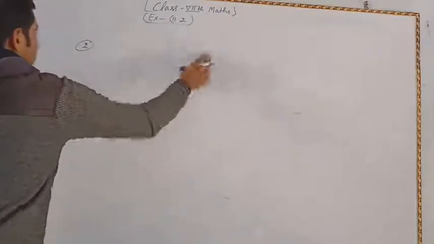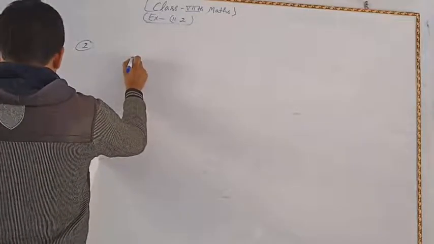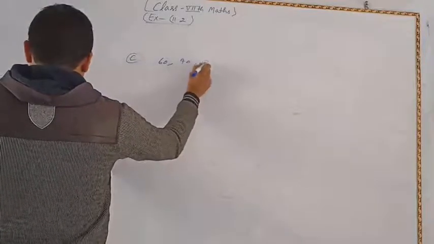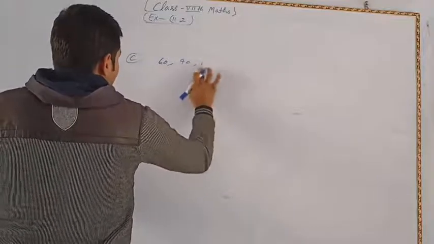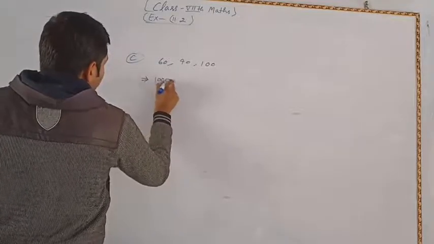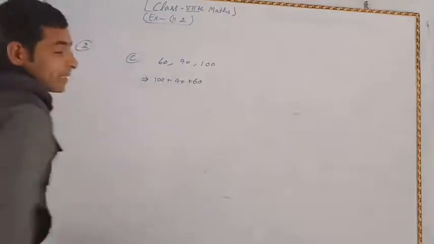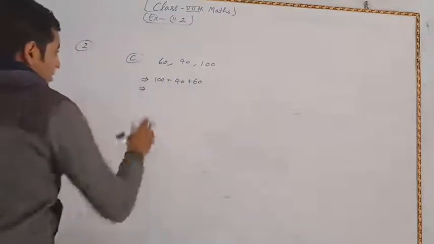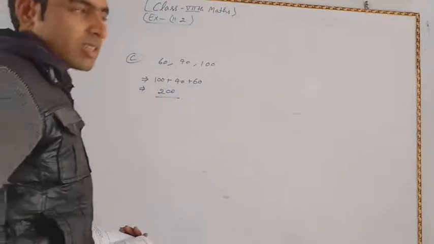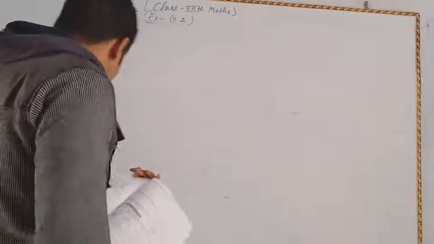Okay. Now problem number C, given 60, 40 and 100. Okay. So from here 100 plus 40 plus 60. So here it becomes 200. And now this cannot satisfy the property of any triangle. Okay, so it may not be possible.